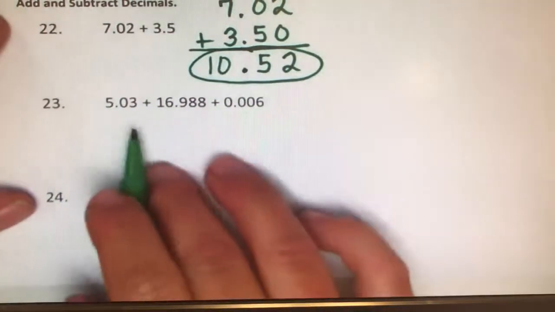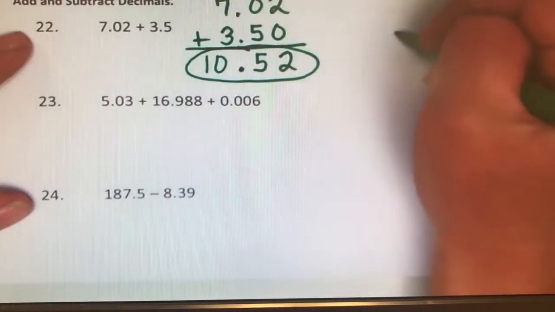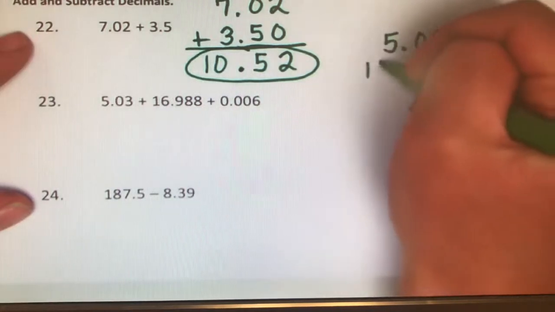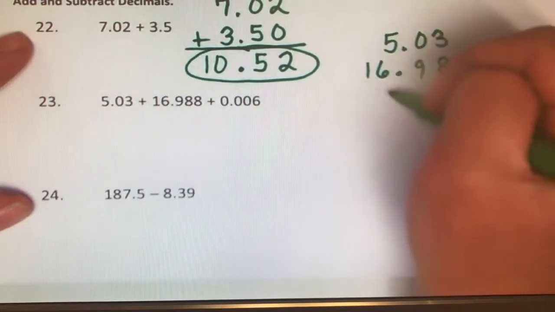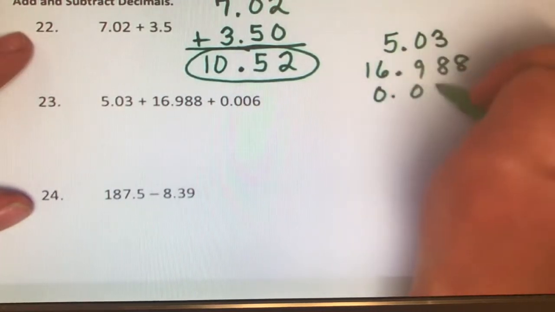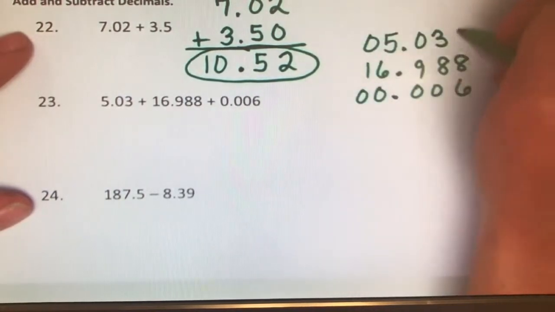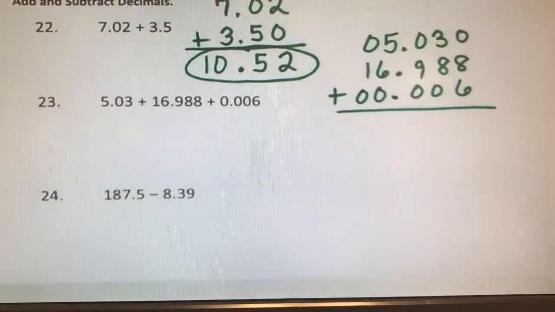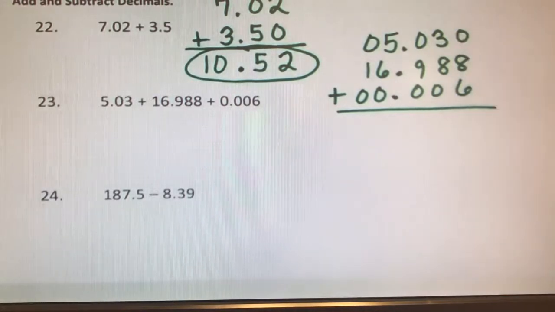Same thing on 23, except now we have 3 numbers. We just got to make sure we stack them and line up the decimals. So I'm going to come up here for some more room. 5.03, 16.988, 0.006. And this again, when I'm teaching, I really stress to people, of course, the importance of being neat, because if you're not neat, and even I went a little crooked there, but if they're using lined paper, it's even easier to keep all of your places together so you don't add or subtract wrong digits together.